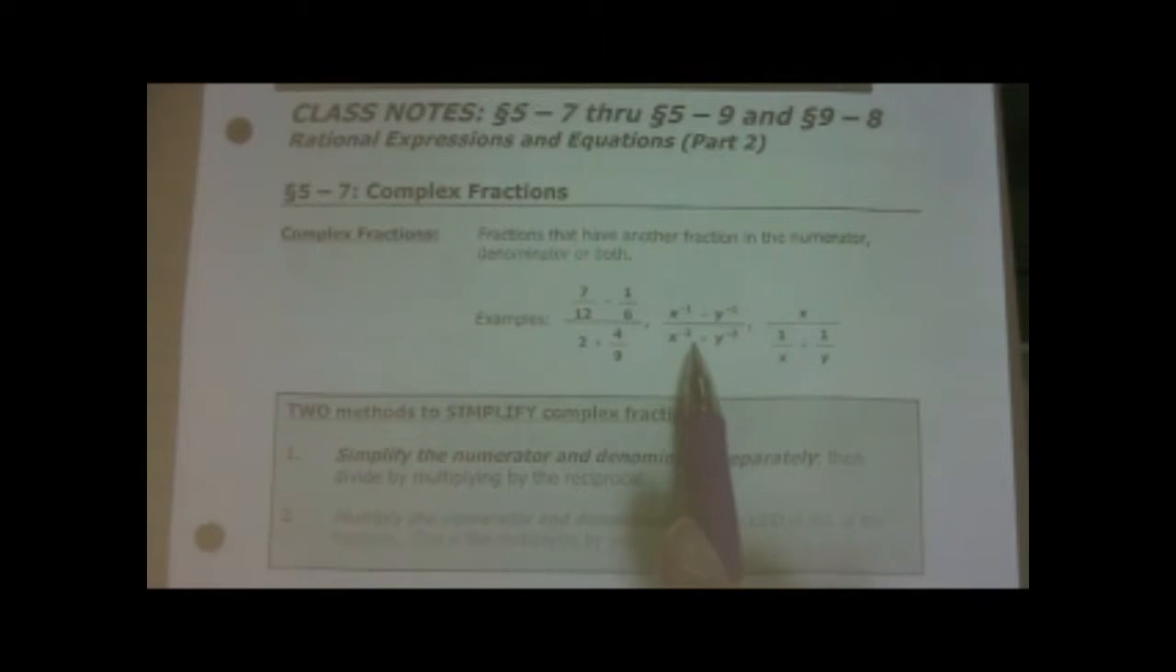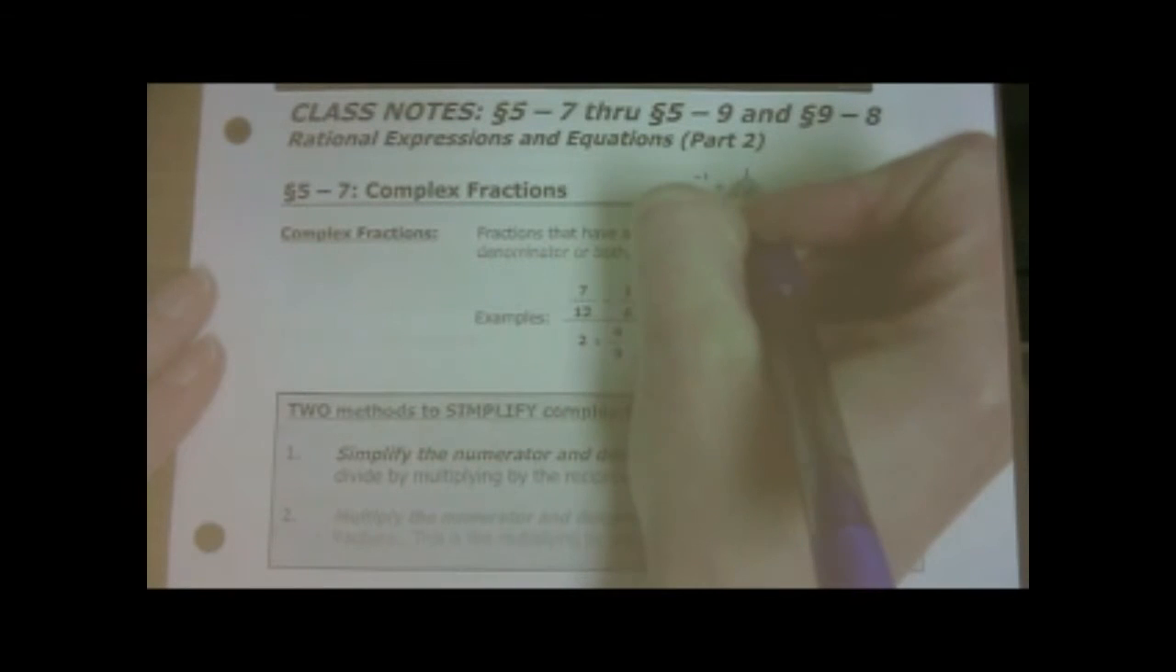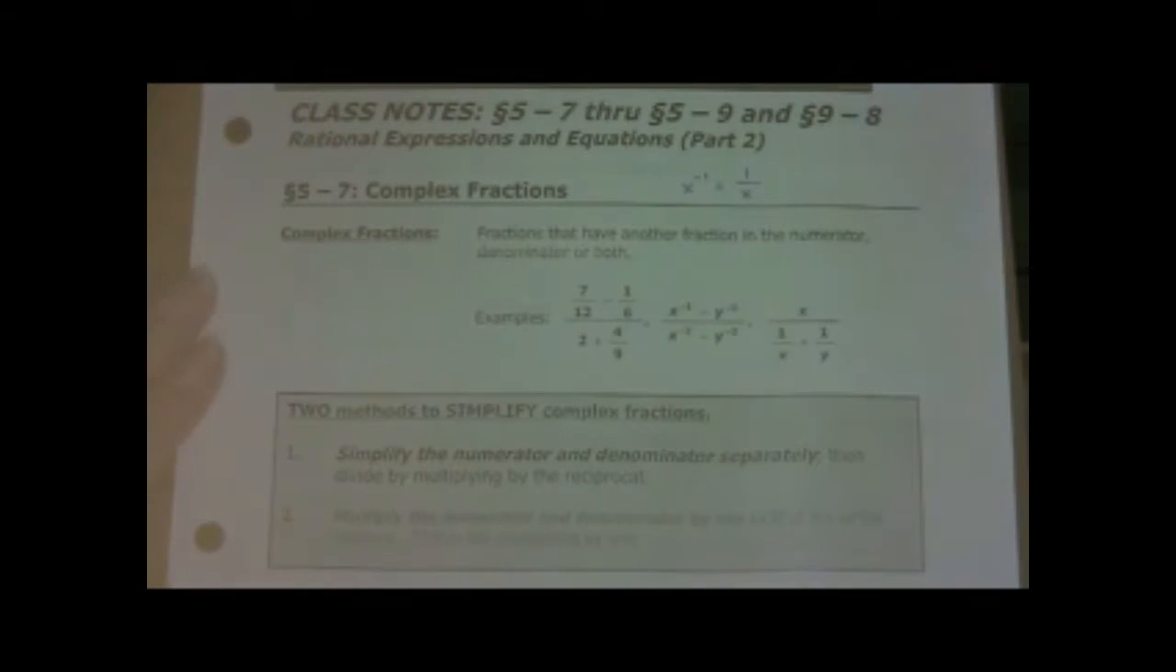If you look here, this doesn't look like a complex fraction when you look at it because you don't see a fraction in a fraction, but it is when we simplify this. And I'm going to show you how we simplify this. Remember what the negative exponent means? The negative exponent means move that value to the other side of the fraction bar. Remember that? So if we had x to the negative 1, this is 1 over x.